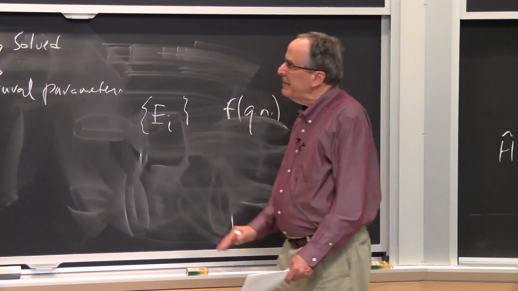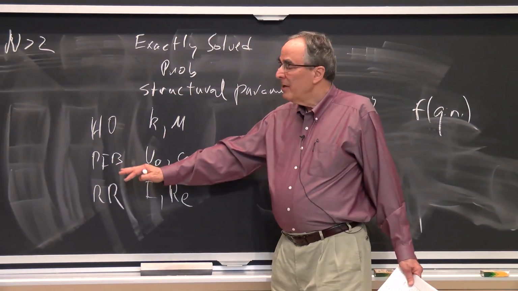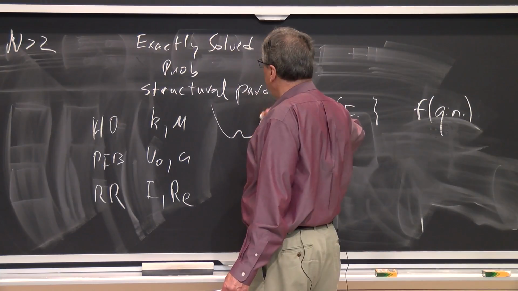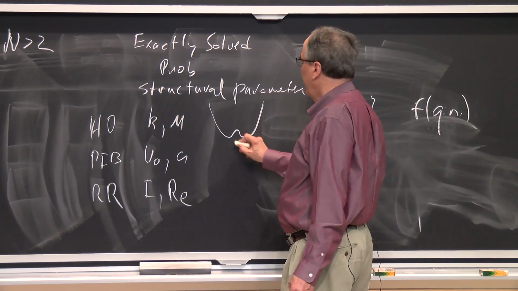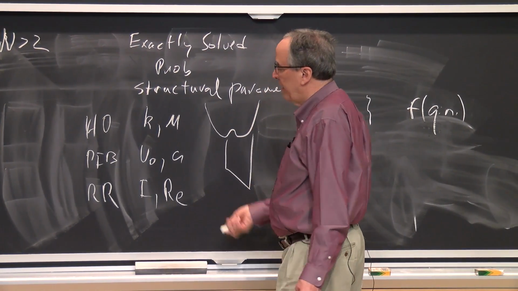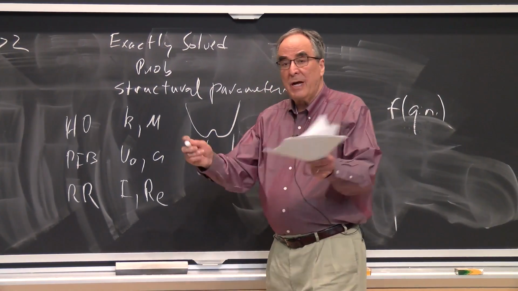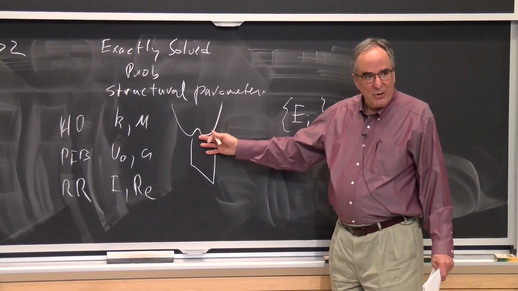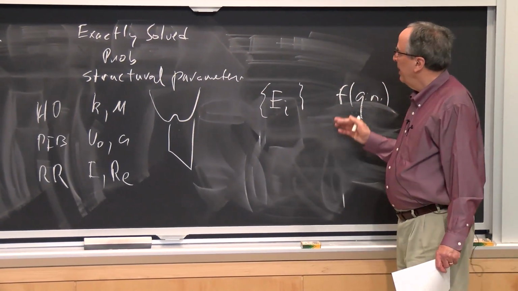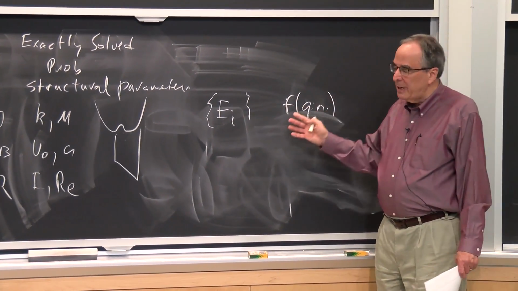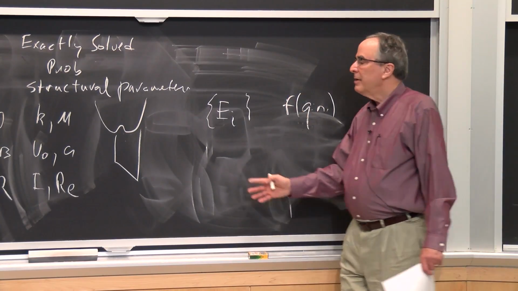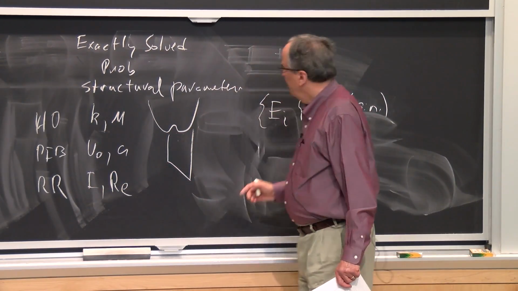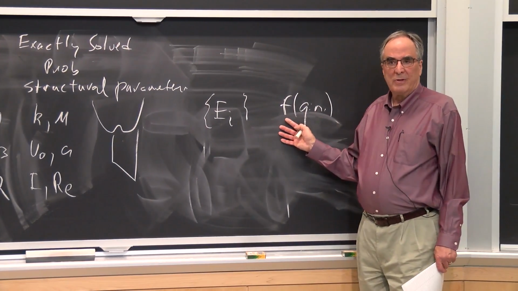So when you're not dealing with an exactly solved problem, like instead of having a harmonic oscillator, you have a harmonic oscillator with something at the bottom, or you have a particle in a box with a slant bottom, or you have a rigid rotor where it's not rigid. You have additional terms in the Hamiltonian, and we are going to use perturbation theory to relate the numerical values of the things we want to know to the things we can observe.